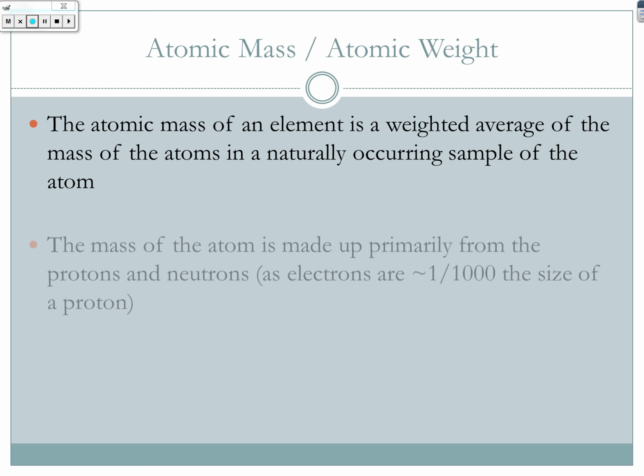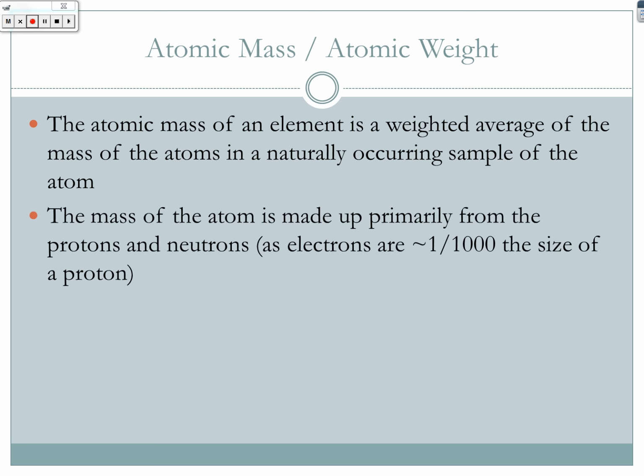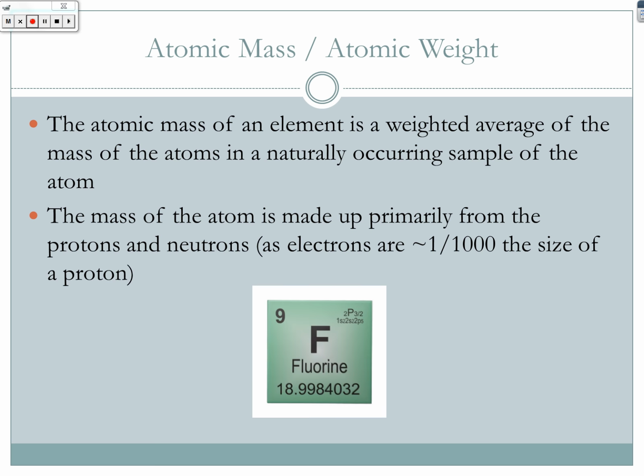It's a weighted average. So the mass of an atom is primarily made up from the protons and the neutrons, as electrons are 1,000th the size of a proton. So the atomic mass depends on the number of protons and neutrons within that atom. So for example, fluorine here again has 9 protons, and on the periodic table you can also see what the atomic mass or the atomic weight is, and it's located at the bottom. Its atomic mass is 18.9984032. So the atomic mass or weight is usually the number associated with the atom that has decimal places. Everything else is usually found as integer values or whole number values.